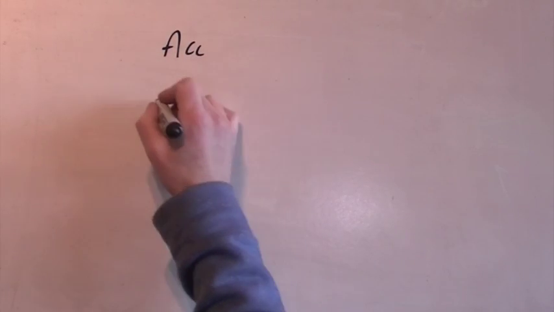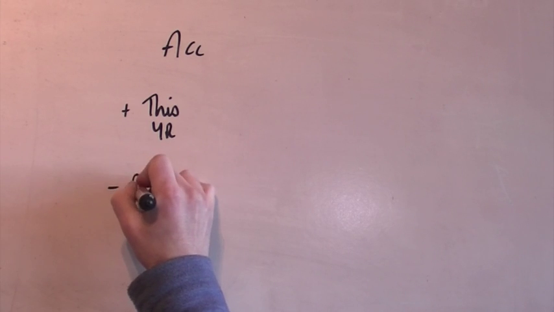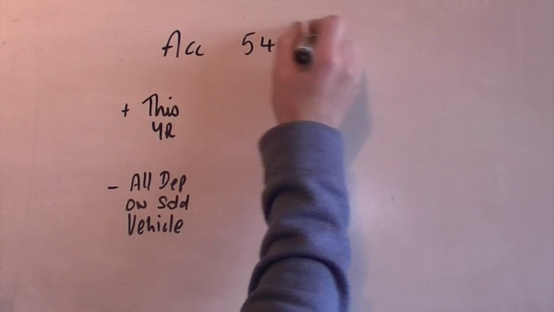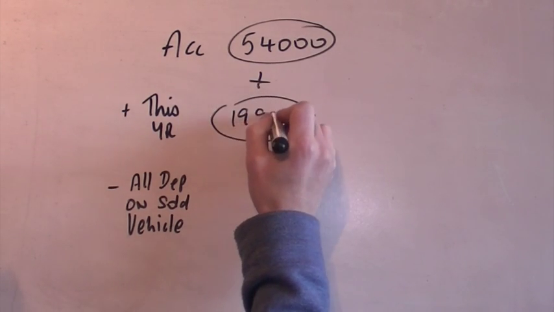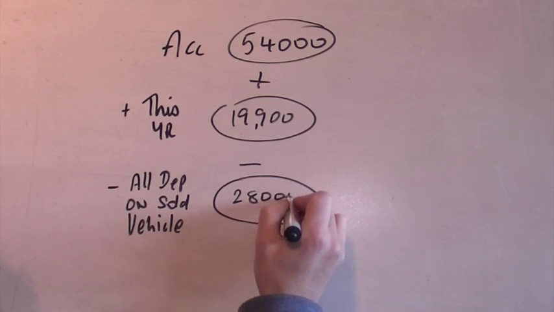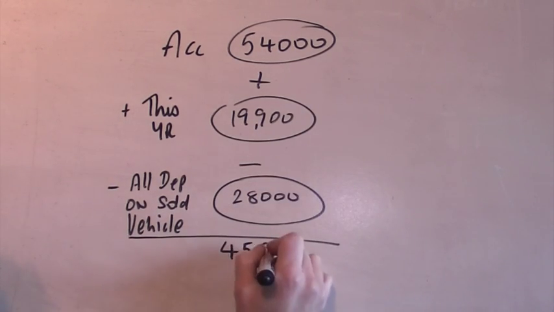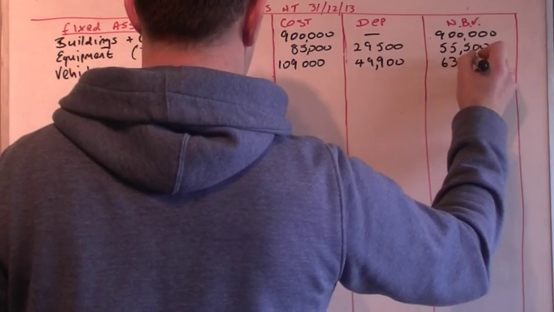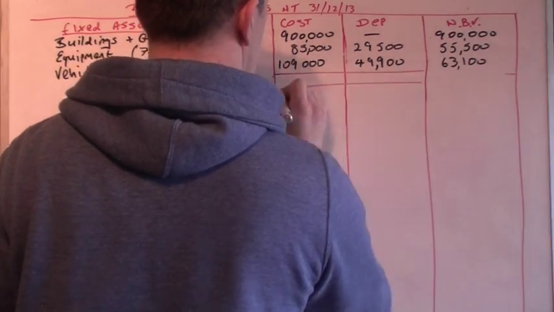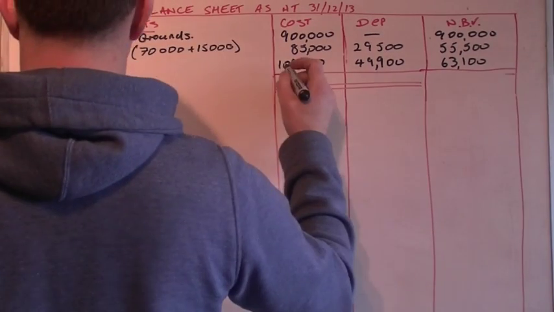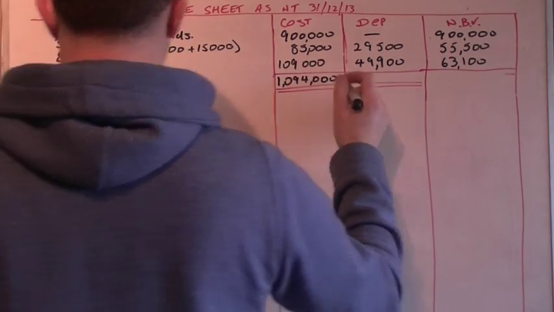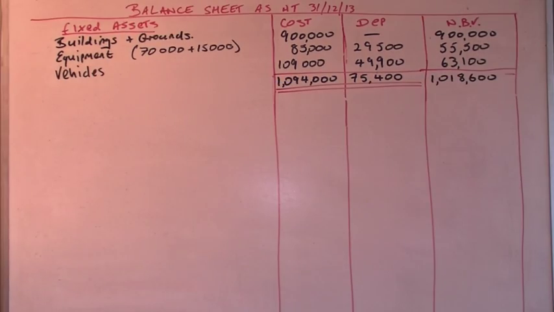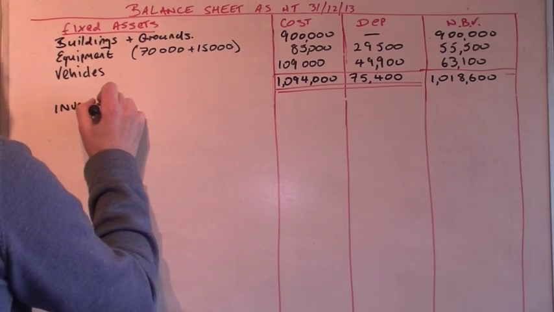And now on to vehicles. Well, vehicles we know is to be recorded as 109,000 cost because it was 90 minus the 40 plus the 59. And then the depreciation is based on accumulated depreciation of 54,000 plus this year's depreciation of 19,900 less all the depreciation on the vehicle that we sold, 28,000, giving us a total figure for depreciation of 49,900. Net book value therefore of 63,100. We add up our cost and we add up our depreciation. We don't need these figures anymore, so we double underline them, but we do need the net book value figure, which is 1,018,600.